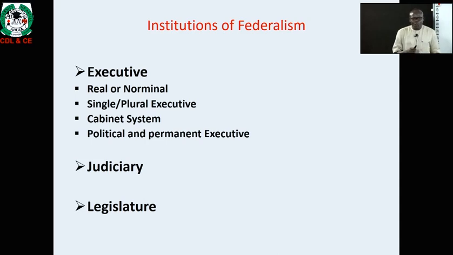He performs both administrative and ceremonial functions. He is recognized as the true leader, and he commands a lot of respect, and power resides in his hands. The nominal executive is the one that is more of the ceremonial.